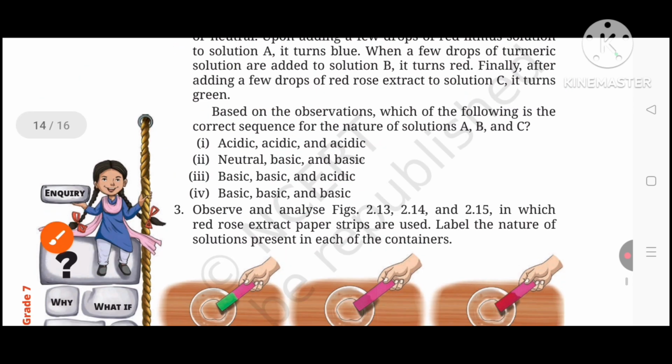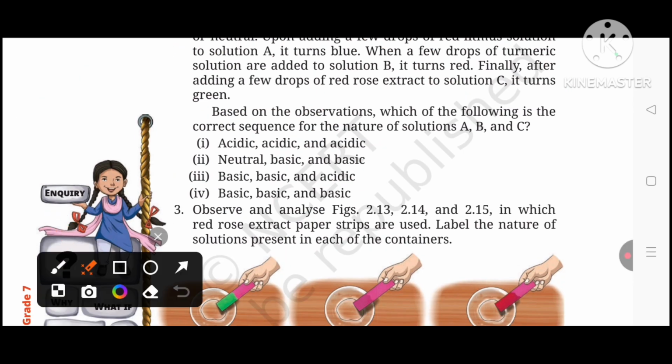So let us complete our question. Based on the observations, which of the following is the correct sequence of the nature of A, B, and C?